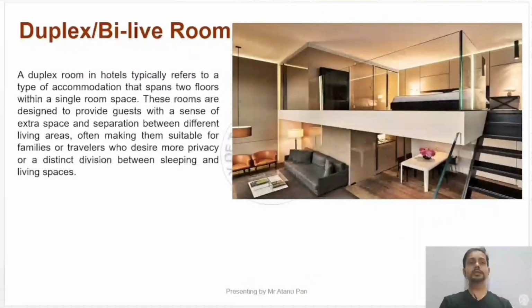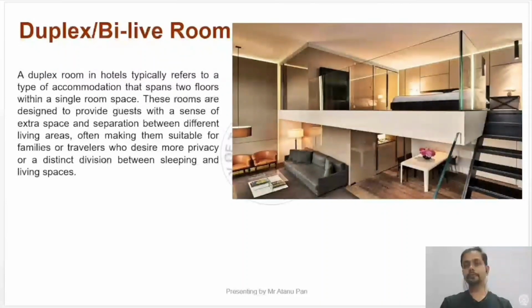The next one is the duplex or bi-level room. From the name only you can understand, bi-level means two levels. In the picture we can see that on the basement or ground level, we have the sofa set where the guest can sit. There is a dining table. Basically, this type of ground area is used for living purposes and for dining purposes.